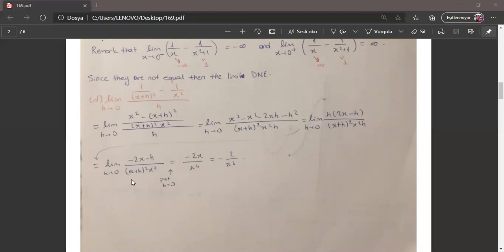So we try if we can put h equals 0. Let's try it. If we put h equals 0, here we get minus 2x, and in the denominator we have x to the 4. As we see x as a constant, here we can imagine we have some constant number. So we have minus 2 over x cubed. We simplify the x's here and get this value.